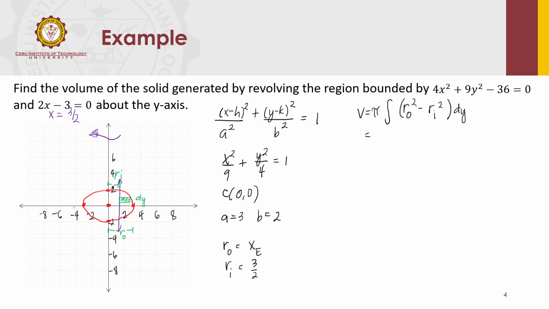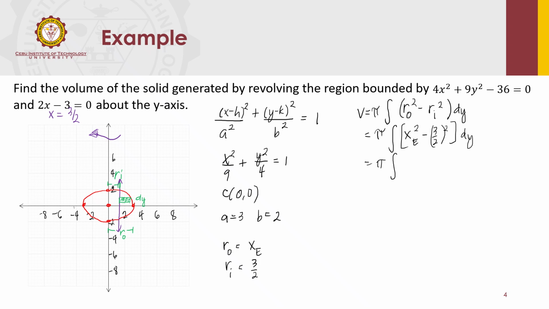So it's pi times the outer radius, which is the x of the ellipse, squared, and then the inner is 3/2 squared. Let's put the limits later, and then 5 times the integral of the ellipse is x squared. So I need to solve for x. We are going to square it, so just solve for x squared directly.